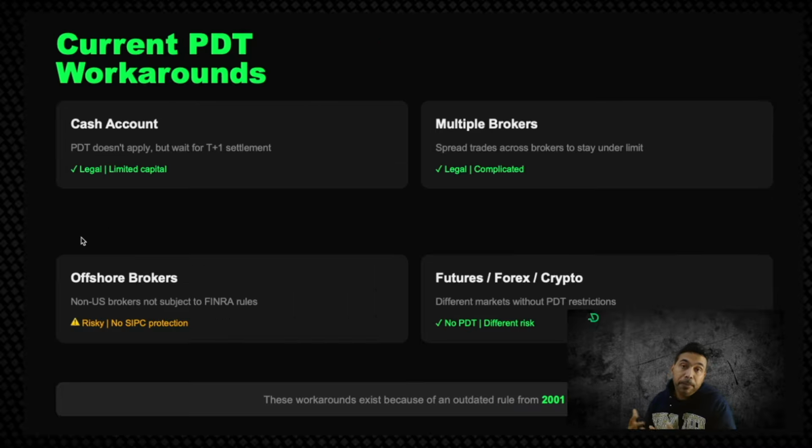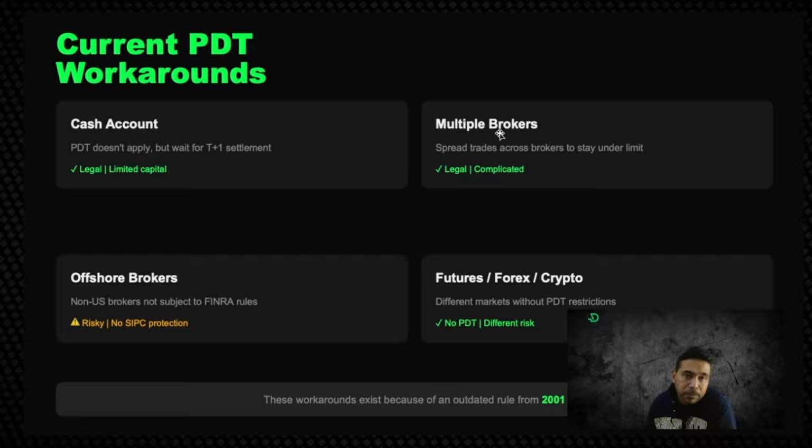Now, what do people do today to get around the PDT rule, because it's very restrictive, especially for small accounts, right? First thing, as I mentioned, cash accounts. If you have a cash account, it doesn't apply. The only thing is, if you buy something and sell something today itself, the proceeds from selling those stocks take time to settle in your account, so you will be limited in making another trade. But the advantage is you're not restricted, or this PDT rule would not apply to you.